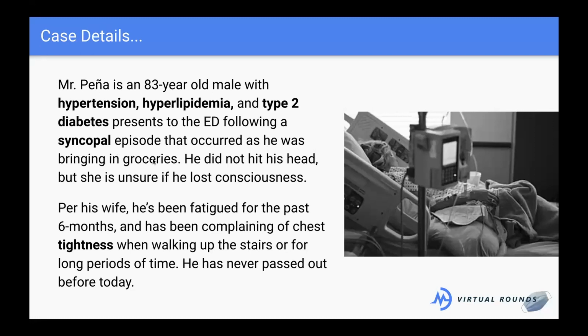It's important that he passed out while he was bringing in groceries. That would be slightly different than if he passed out and he was just sitting on a couch watching TV. So we're now thinking maybe it has to do with the fact that he was exerting himself. So things like that, starting to build a differential for why did he pass out? Why is it important that he didn't hit his head?